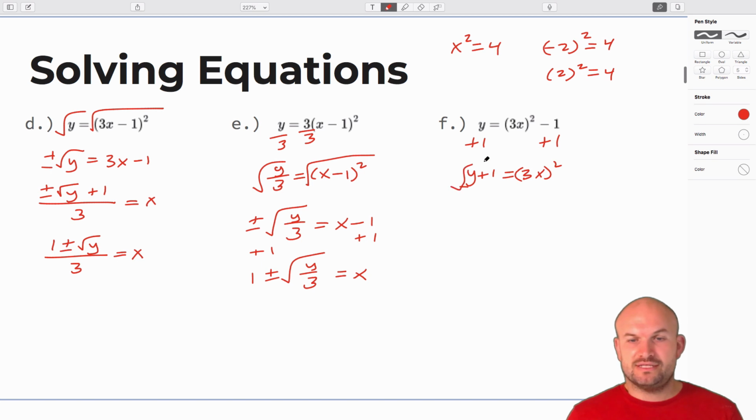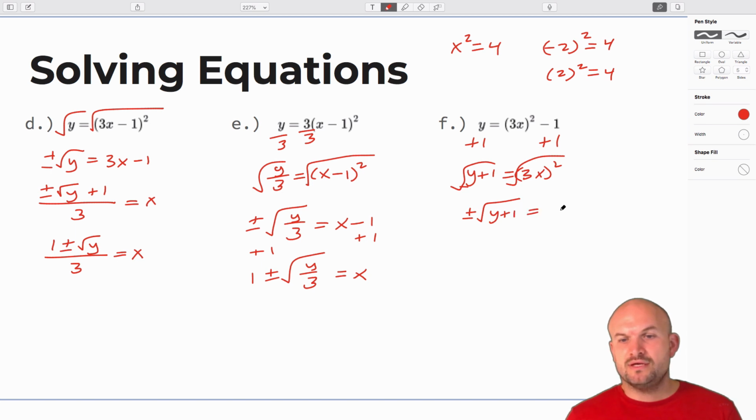Now we'll go ahead and take the square root. And therefore we'll have plus or minus the square root of y plus 1 is equal to 3x. And you divide by 3, divide by 3. And again, you could write it like that, or just remember you could also put that divide by 3 like that.